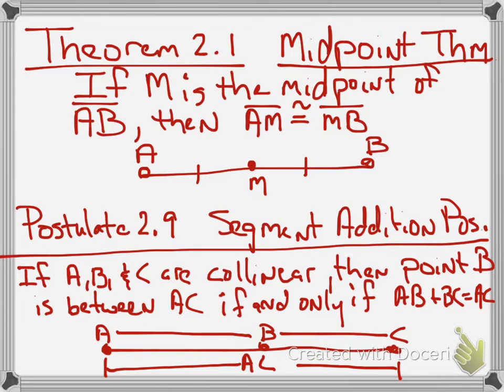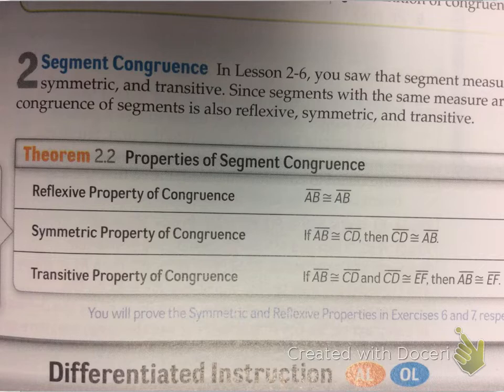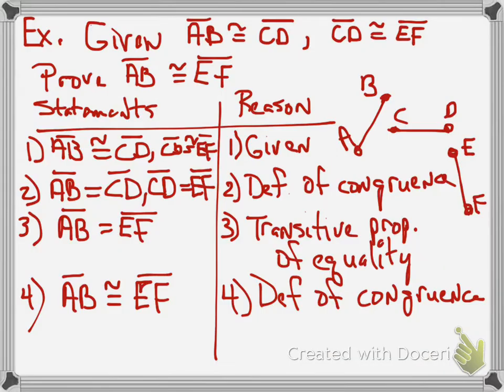Now, here are Theorems 2.1 and Postulate 2.9. You need to make sure you have those down. We'll talk about before the test what you need to have, like how you're going to have all these theorems and postulates in front of you so it can help you take the test. Also, get this one, Theorem 2.2, properties of segment congruence.